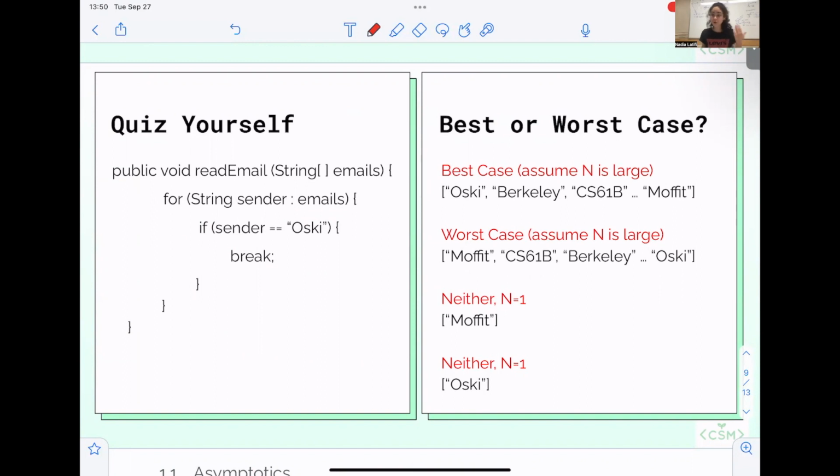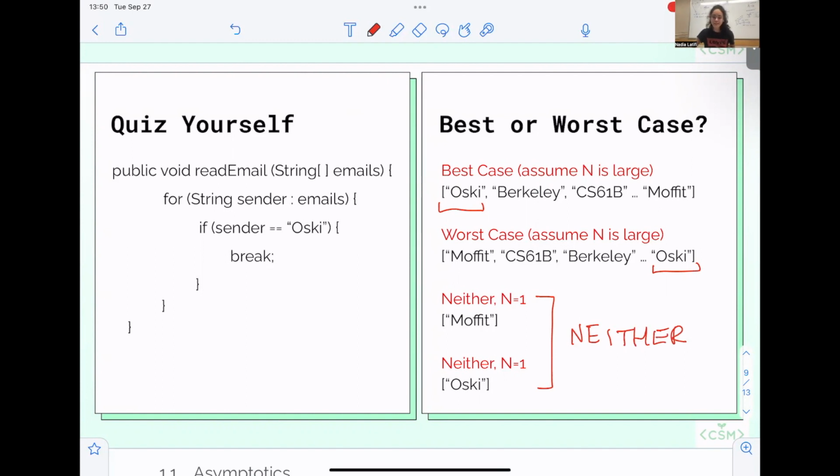Okay, so the first is the best case, right? Because OSCE is the first item. And the second one is the worst case because OSCE is the last item. And these two down here, these are neither best case nor worst case.